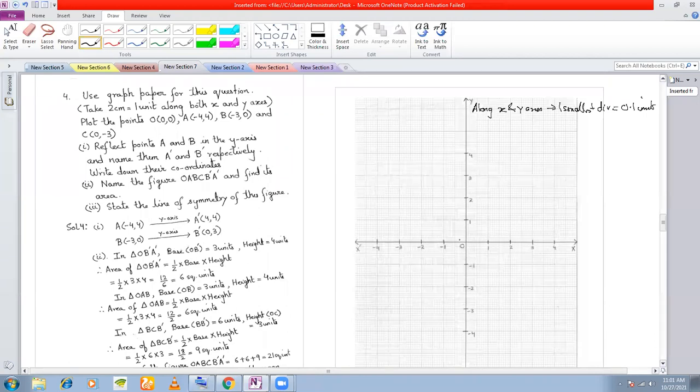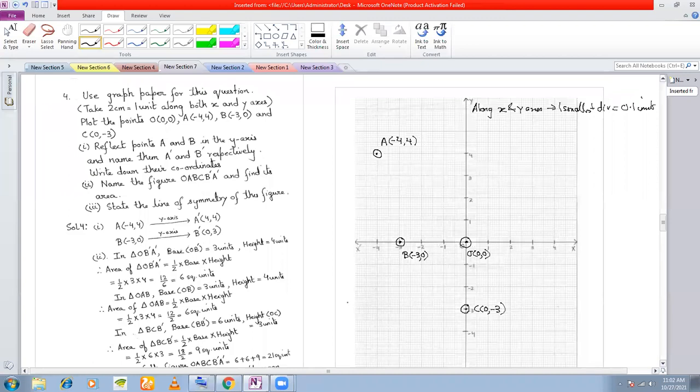Plot the points. So first point O is the origin. We'll write here O 0 0. A minus 4 4. Minus 4 and plus 4. This is your point A. B is minus 3 0. So B is this point. And C is 0 minus 3. 0 minus 3 is this point. Right? We have plotted the points.